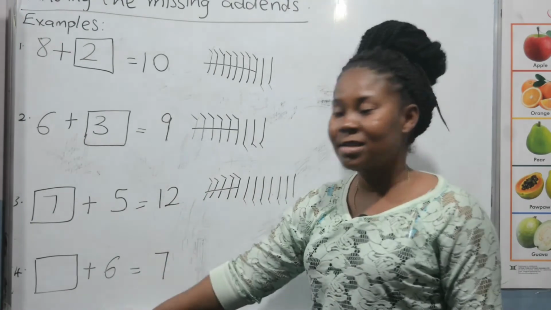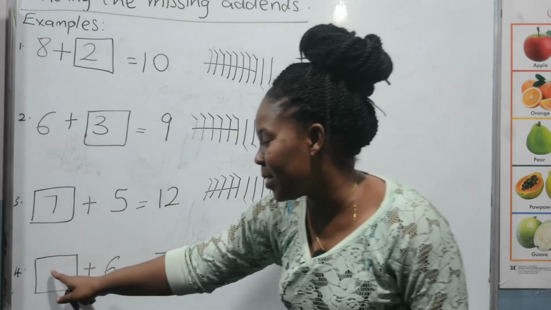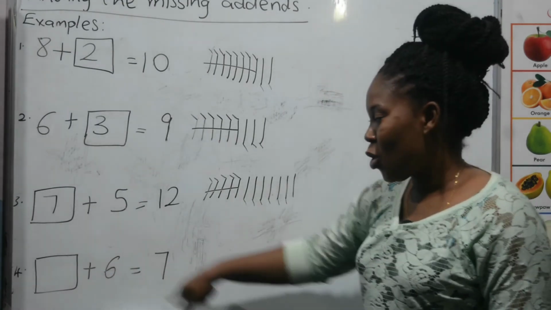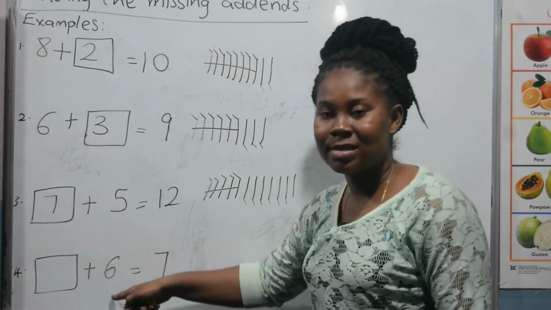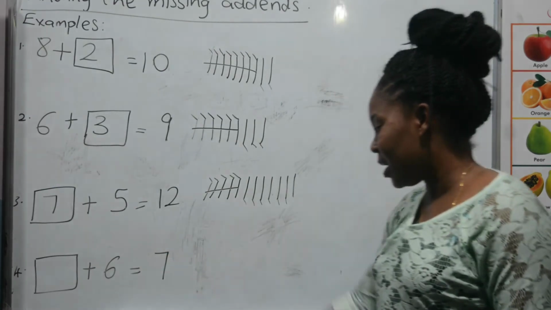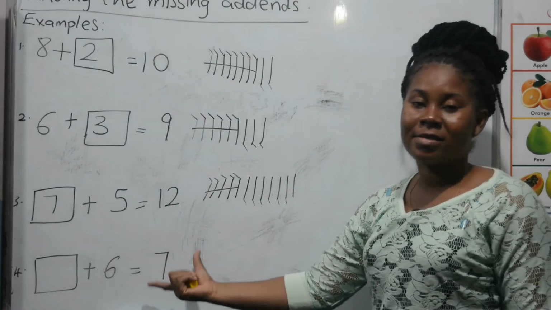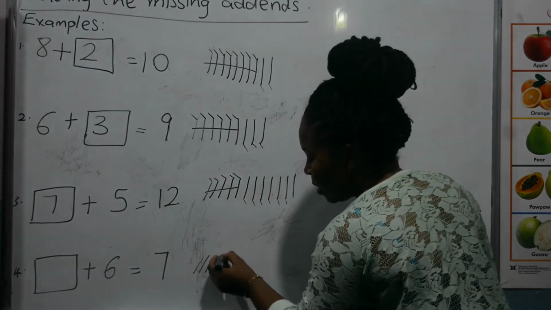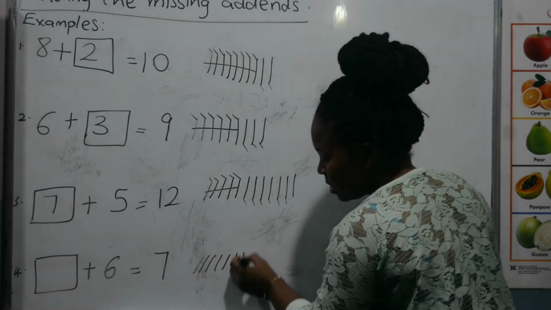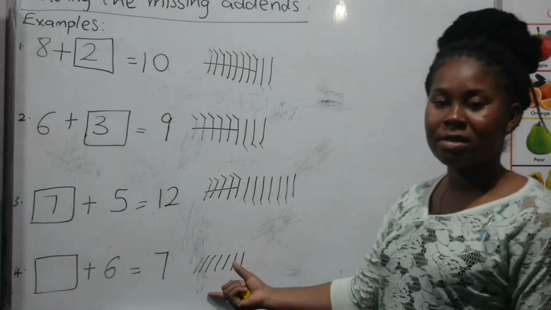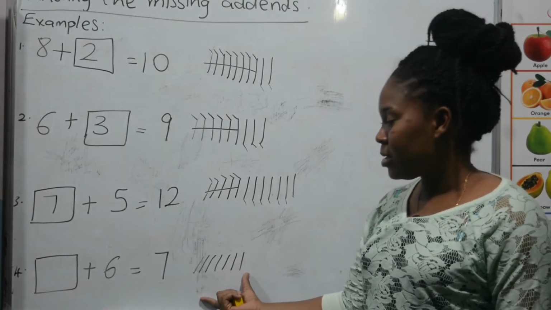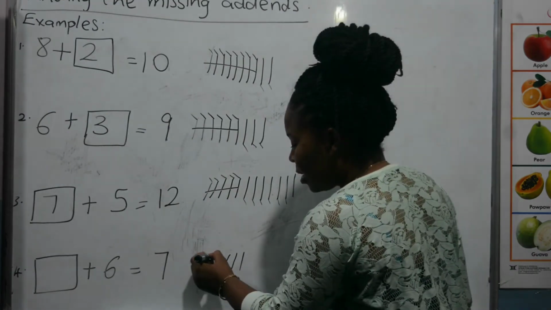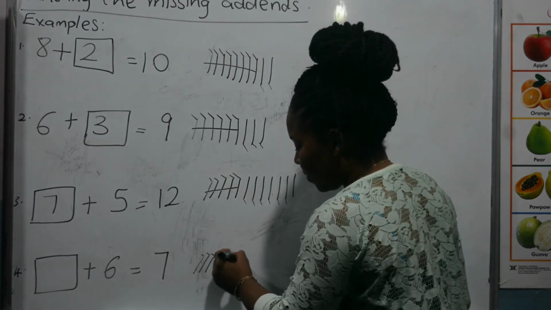Now our last example, we have the missing number plus 6 equal to 7, or an empty box plus 6 equal to 7. So we will draw our 7 strokes. Let's count. 1, 2, 3, 4, 5, 6, 7. So this is our 7 strokes. Then we will take the 6 out. So let's count 6 out. 1, 2, 3, 4, 5, 6.